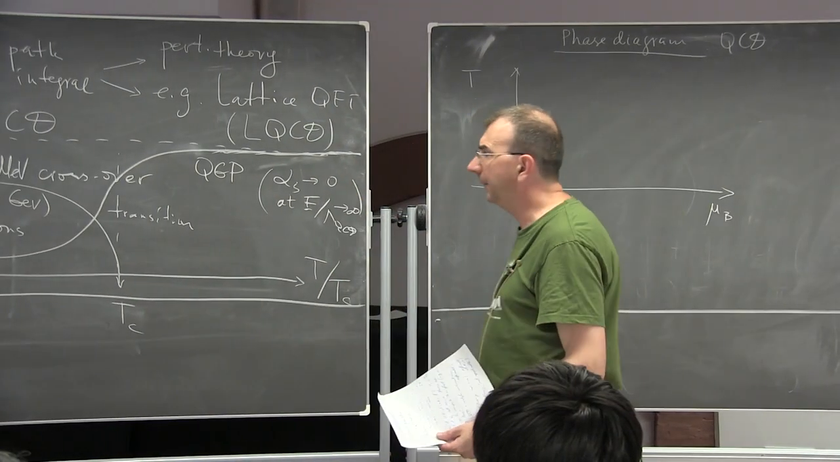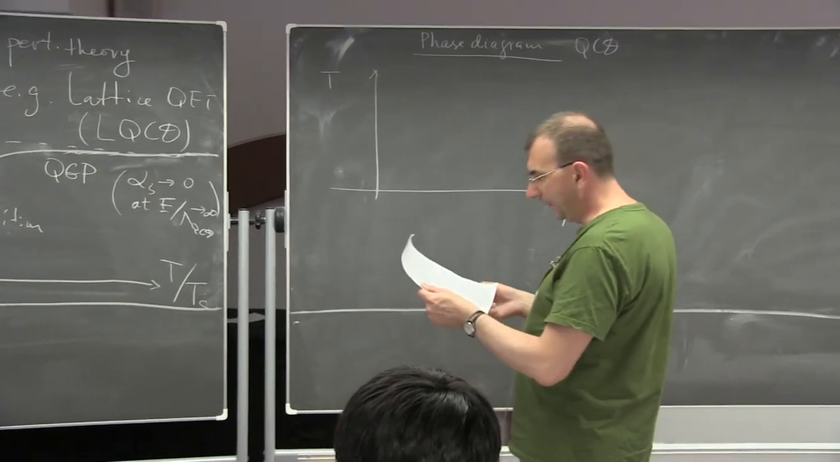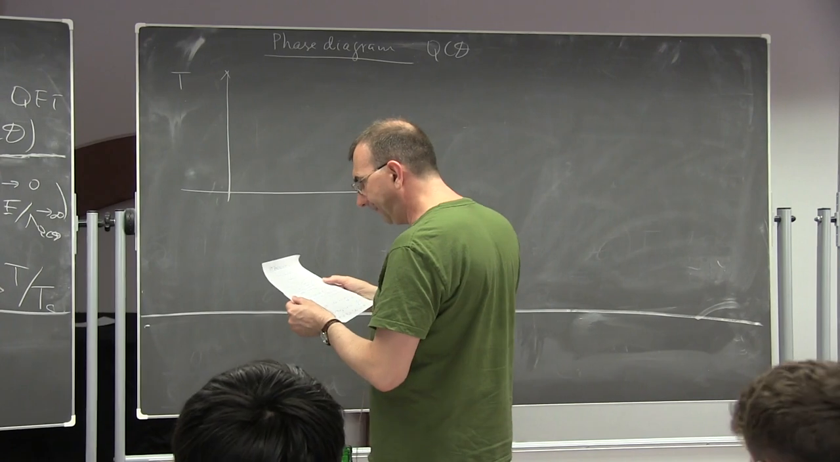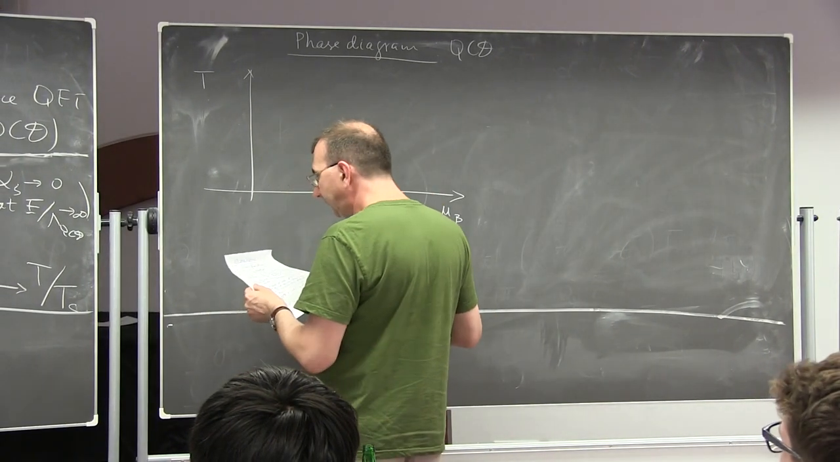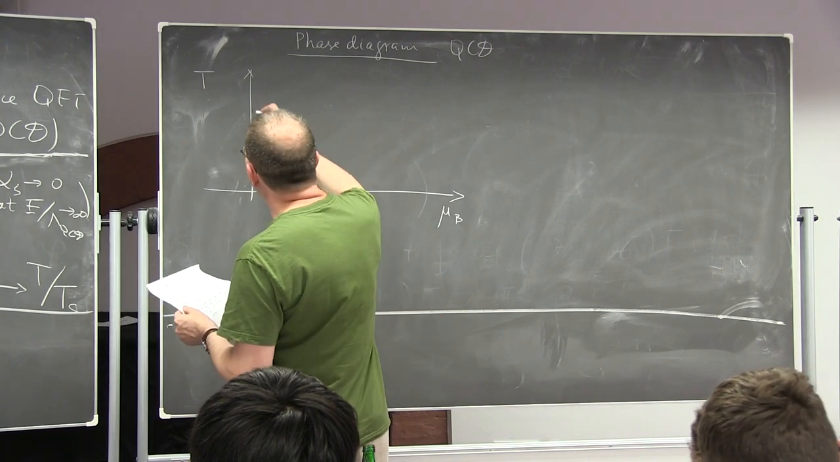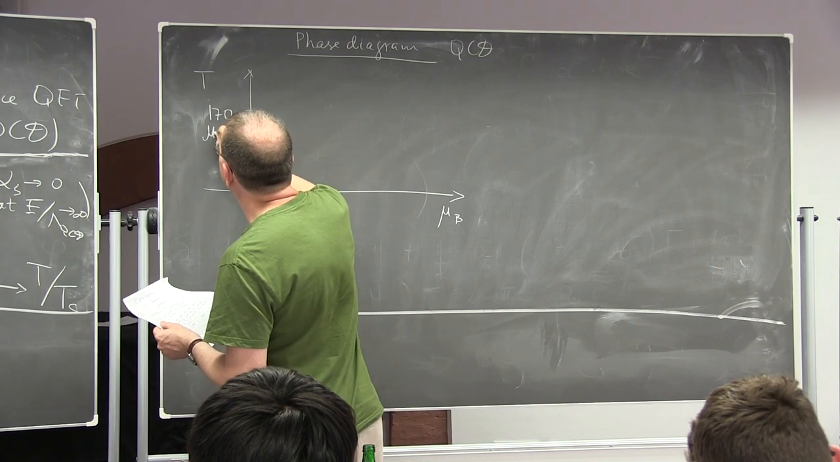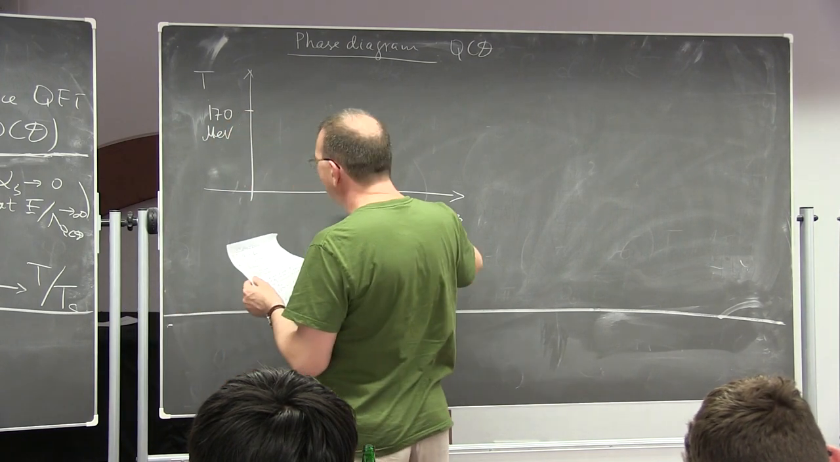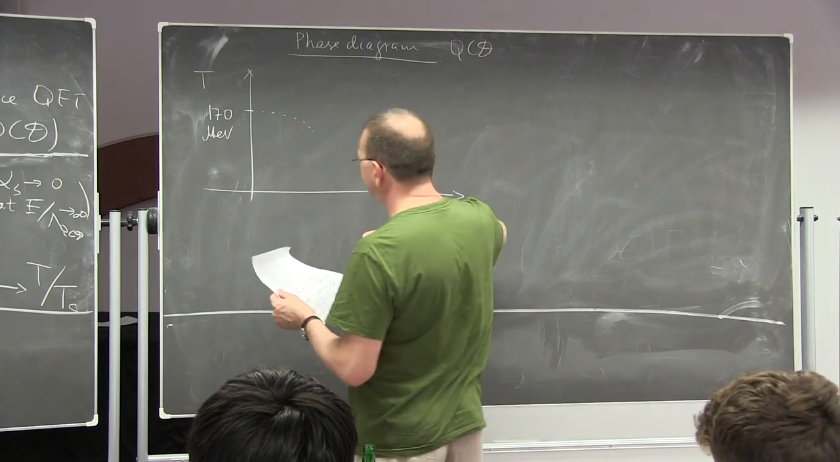So in QCD, it's a crossover, but it need not be a crossover in the generic gauge theory. All right. So the phase diagram looks like this. Now, there is a transition which I just mentioned at 170 MeV. And there is a certain line. So this is our crossover line. It's not a phase transition line.